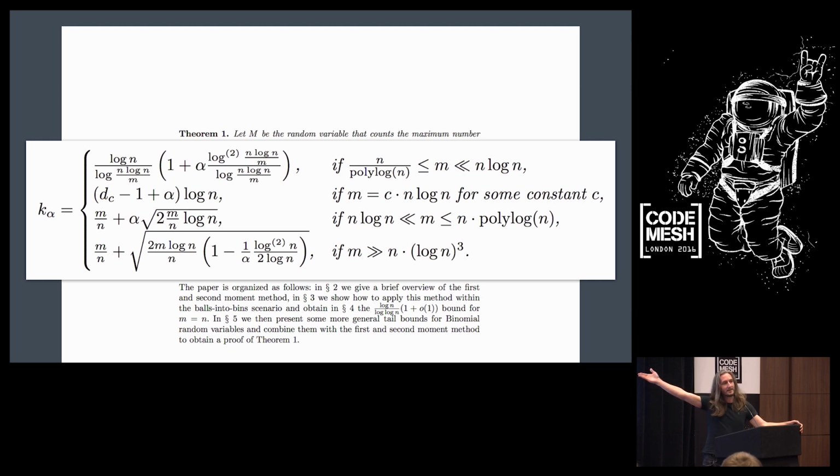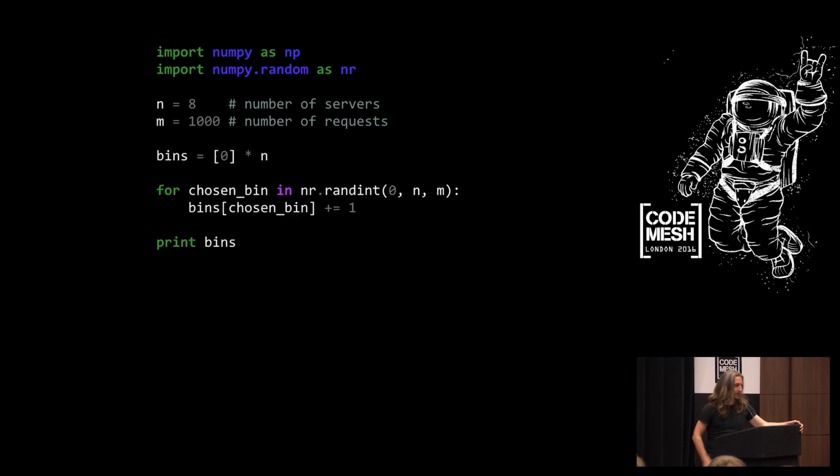And I saw this, and I thought, oh God, no. I don't even know what a polylog is. I'm not a mathematician, I'm sorry. I'm just a straight-up engineer. So I did the thing that any self-respecting general engineer would do, and I wrote a Python script. This is just a really simple modeling of this problem. So we have our number of servers n, 8 in this case, and we have our number of requests m, 1,000. Cool. So we make our bins, and then we generate m random numbers and choose the bins for each of them. Easy enough, right?